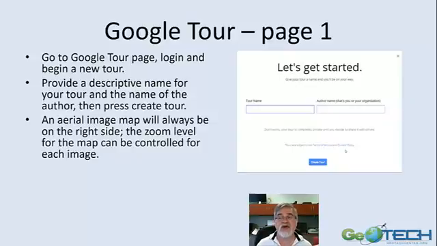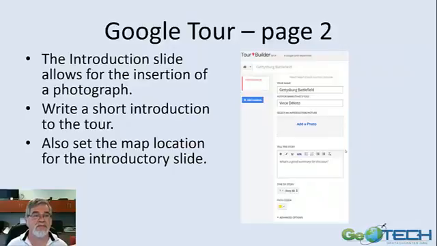There's going to be an aerial image over on the right hand side, and you're going to have some zoom controls that you can work with. So there's different things that you're going to see as we get into this tour. So after you get this all together, you click Create Tour, and you're going to come up with something like this.